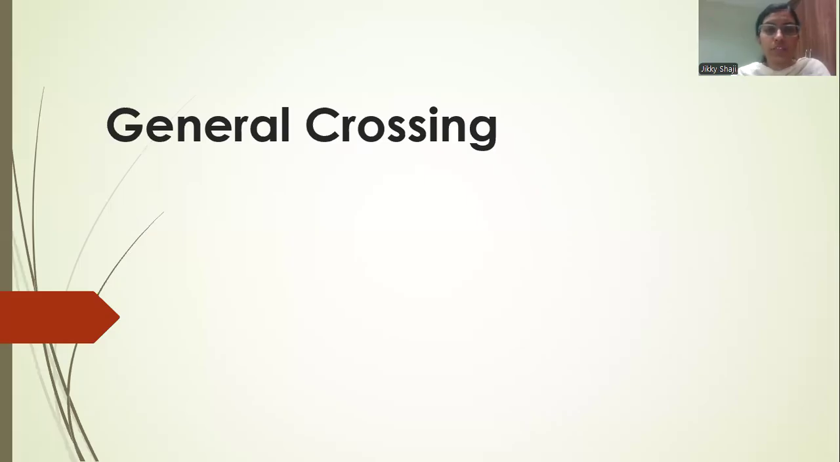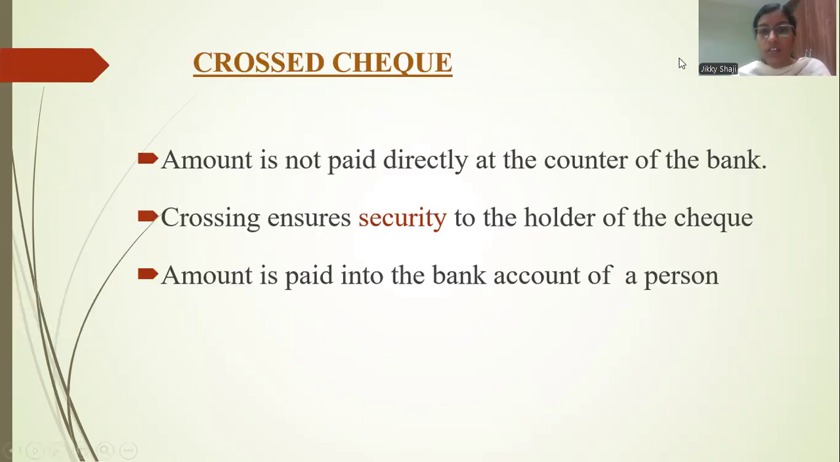There are two different types of checks, open check and crossed check. Under crossed check, there are different categories of checks, and in that, the main important category is generally crossed check. So we'll be looking into the general crossing and its types and implications. So first, what is a crossed check?